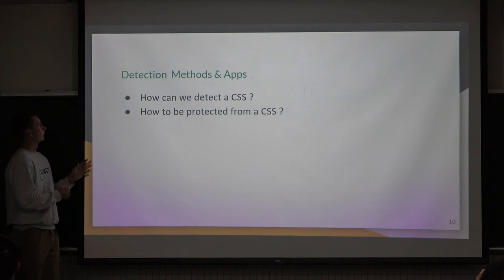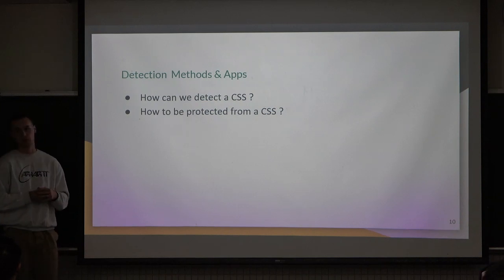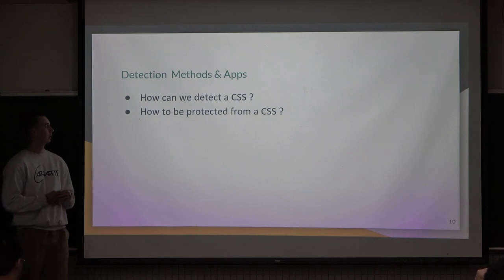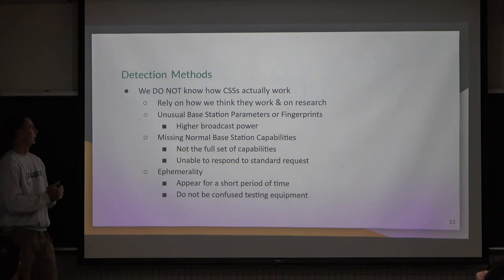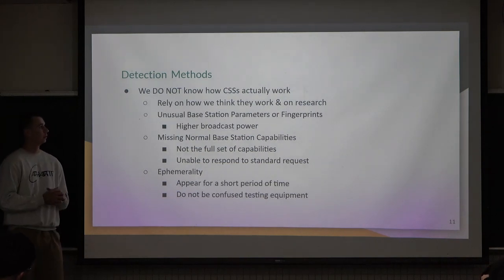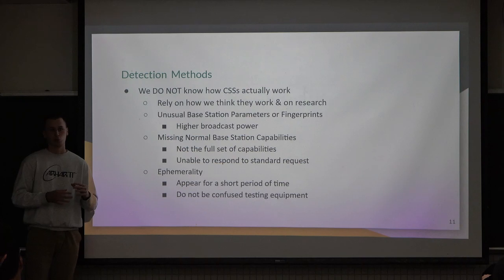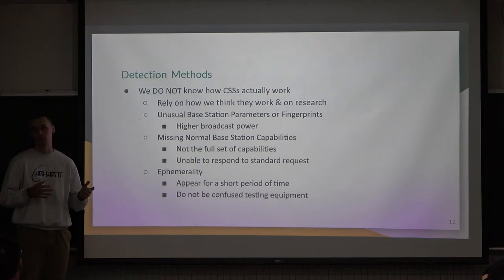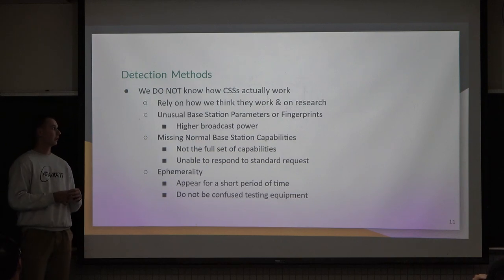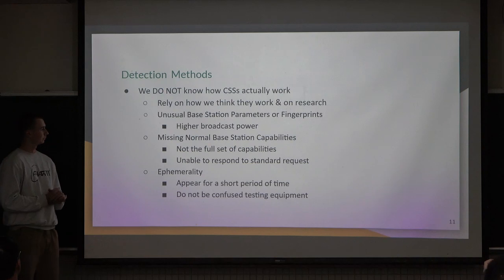I will talk about the detection methods and some detection applications. So how can we detect CSS and how can we be protected from it? For the detection methods, we first need to know that we don't really know how CSS works. It's all based on some research and how we think it might work, but the manufacturers can do a lot of things, so it's pretty hard to detect.